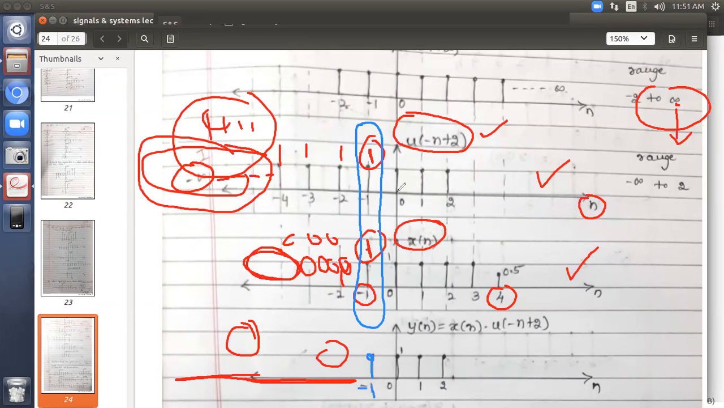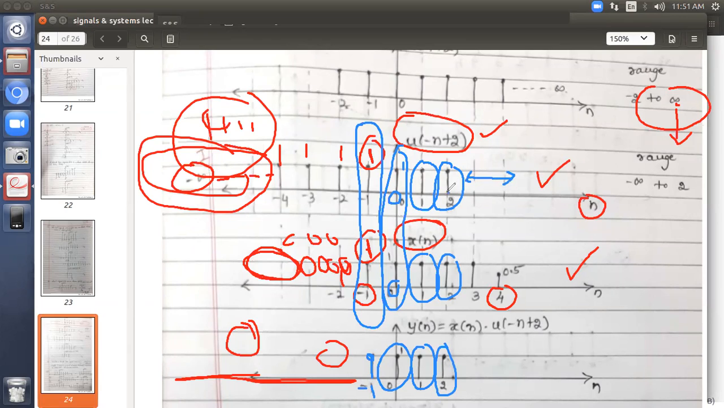Now similarly go for next 0 point. Both have the amplitudes 1, 1. So multiply both 1 into 1. You will get at 0 also 1. And go for next time. Amplitude is 1. Amplitude is 1. 1 into 1. Again one more time 1. Next amplitude check. It is 1 into 1. You will get 1.